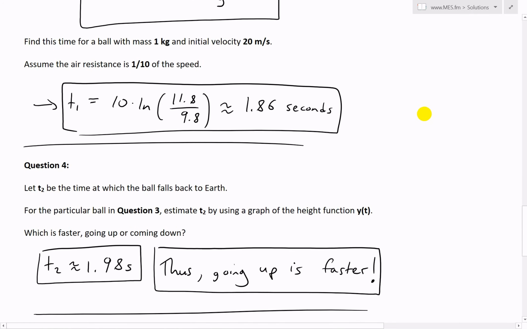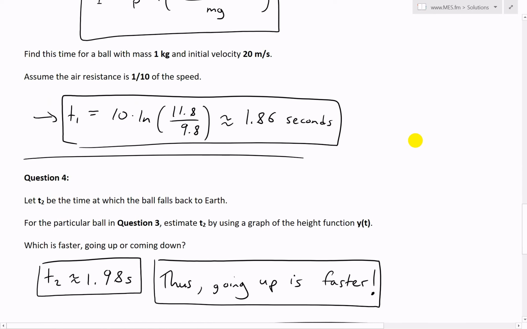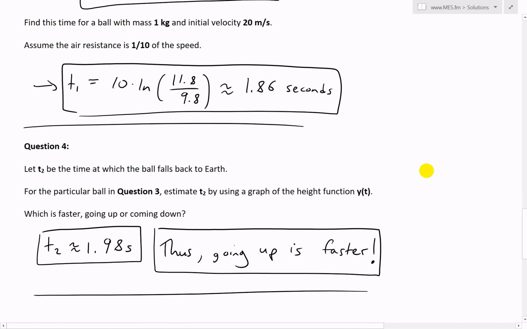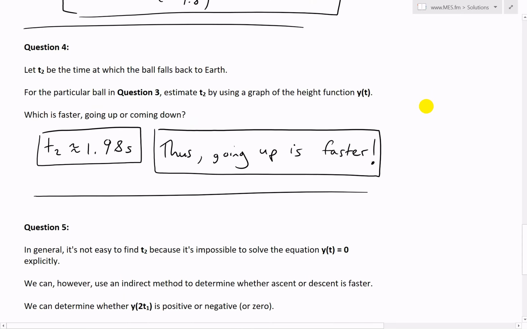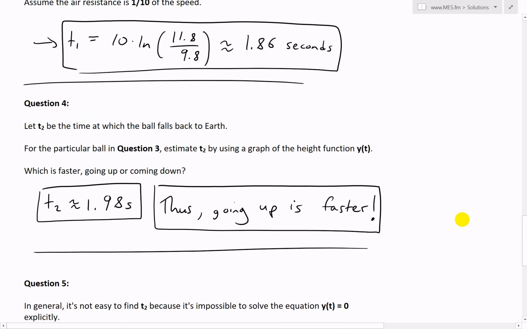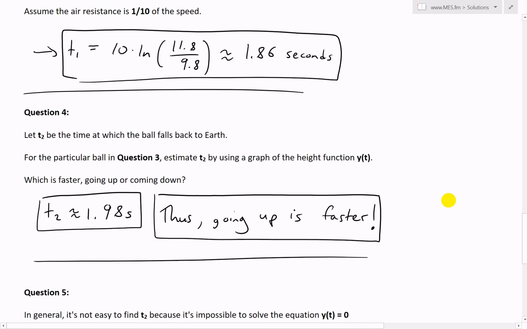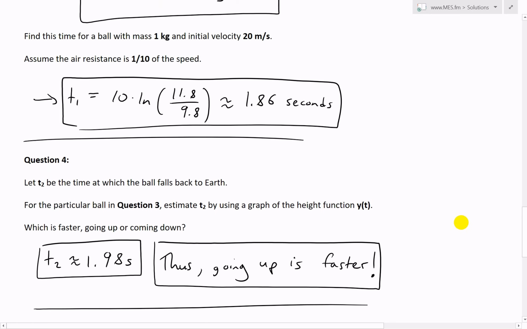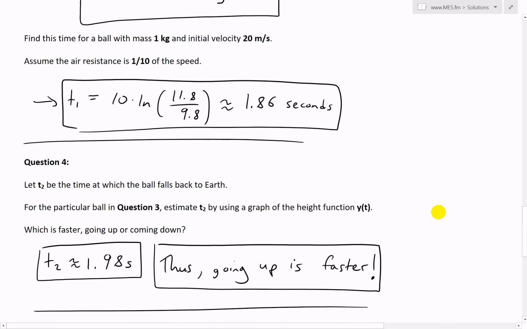For a specific case, it was determined to be approximately 1.86 seconds for a ball of 1 kilogram, velocity 20 meters per second, etc. And then question 4 determined time T2, the time it takes for the ball to fall from its maximum height to the ground, and it was about 1.98 seconds. It's for the same ball as in question 3, and thus for that case, going up is faster. But that was a specific case.